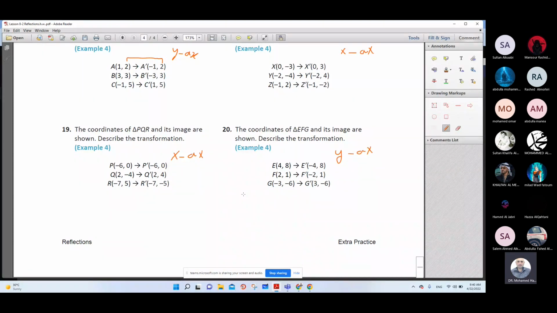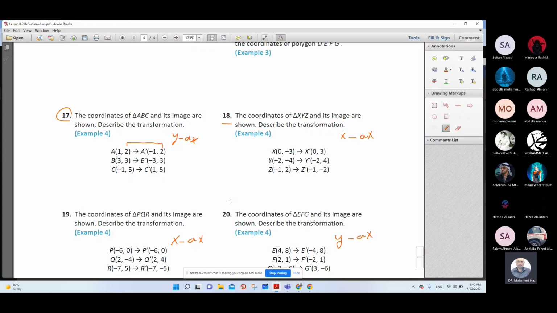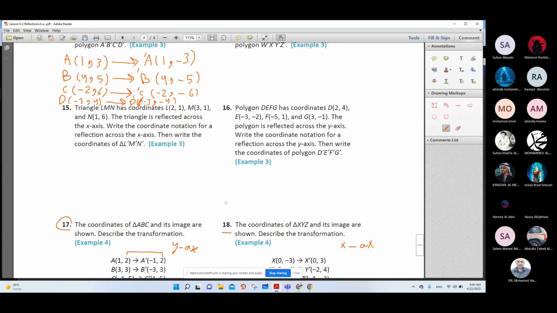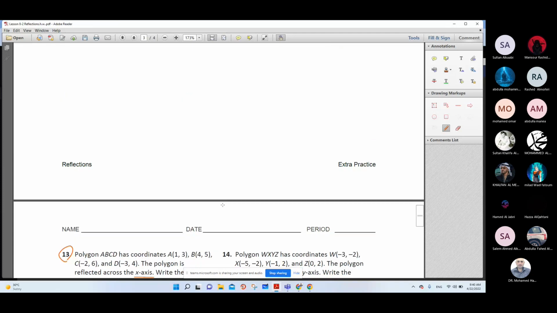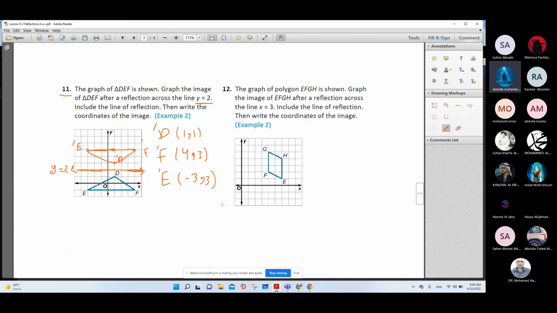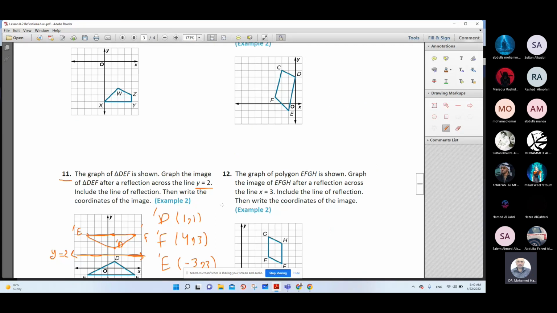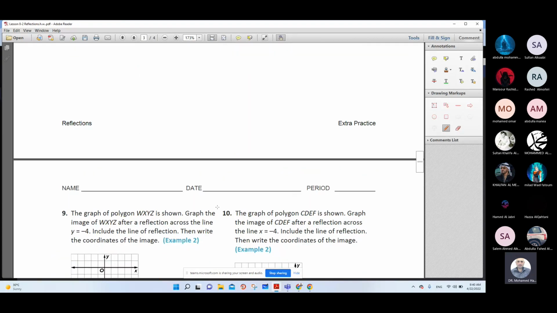Okay. Who has any question about these exercises? No questions. Mister, it's clear. I think it's clear and easy. No problem.